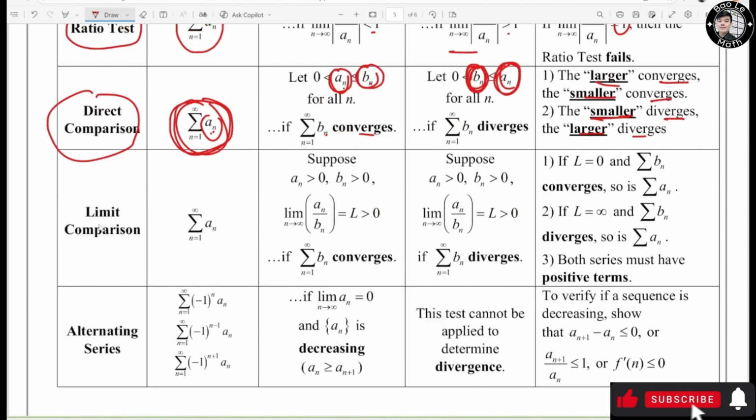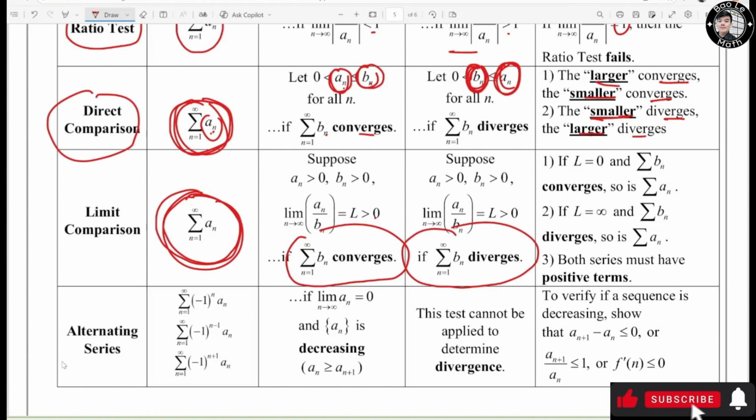Now, we're going to move on to the limit comparison test. The formula is given by this one, right? Now, suppose you have two positive series, a sub n and b sub n. If the limit of a sub n over b sub n when n approaches infinity equals a number greater than 0, now the series right here converges if the bottom converges. The series right here diverges if the bottom diverges. Alright, so keep that in mind.